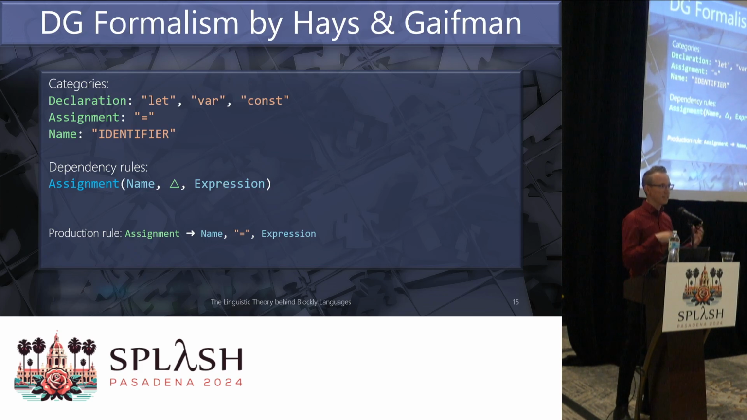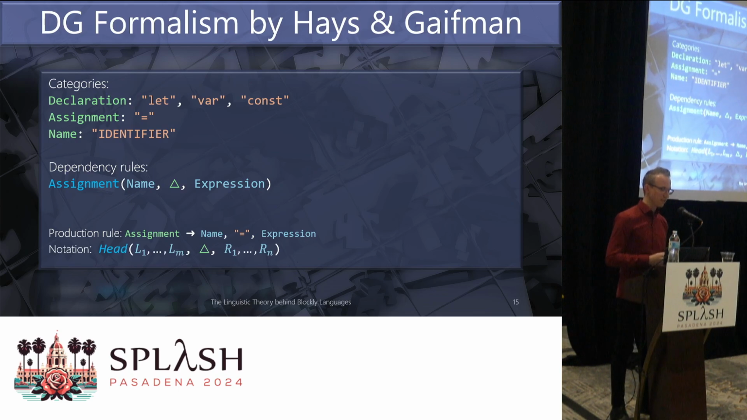So this assignment here has two dependents, a name and an expression, and each dependency rule has such a triangle. This triangle marks the position of the word of the category, so in this case the equal sign, between its dependents. So the equal sign stands between the name and the expression.